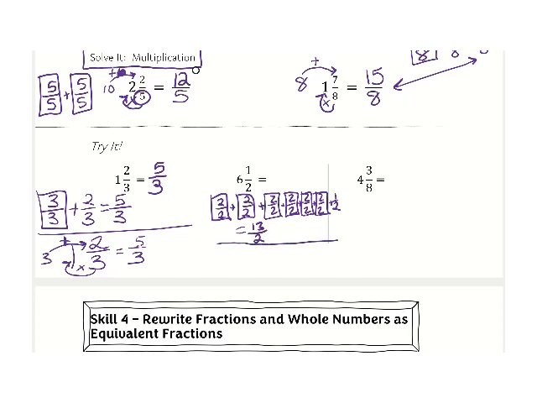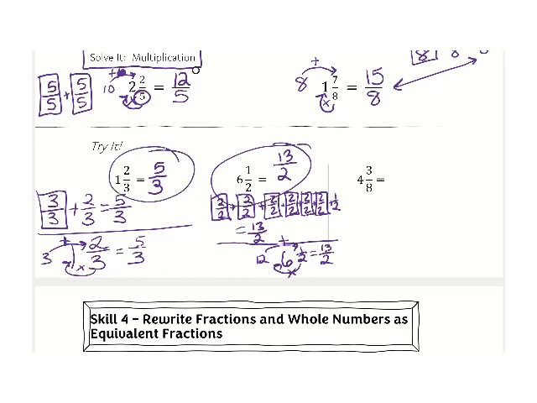Or I could use the multiplication strategy. 6 1/2. 2 times 6 is 12. 12 plus 1 is 13. My denominator stays the same. And either way, I get 13 halves, or 13/2. I'll go back and circle those.